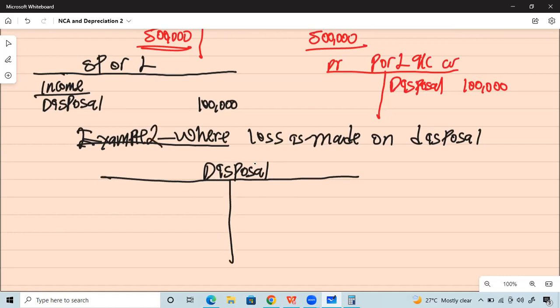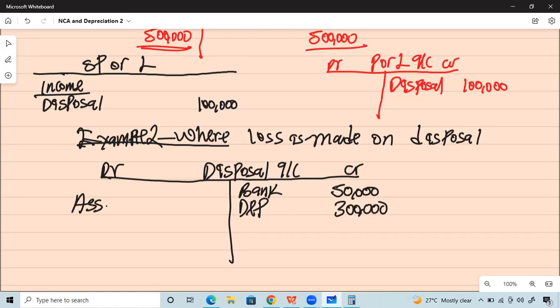This is example 2. This is our debit, and this is our credit. I'll say, what now? Bank, 50,000. That is, you sell this particular asset for 50,000. The depreciation is 300. And the asset was originally what? The asset cost is 400.